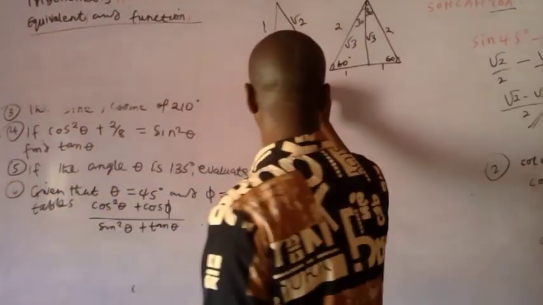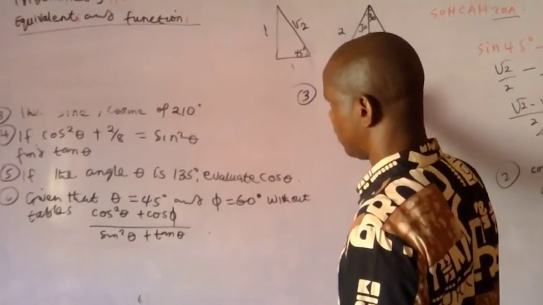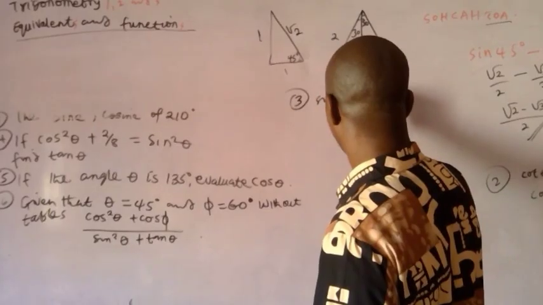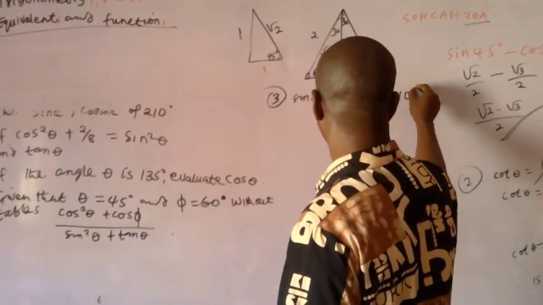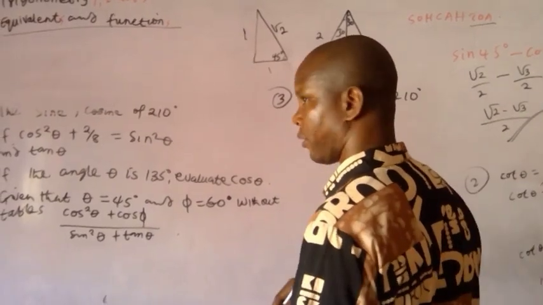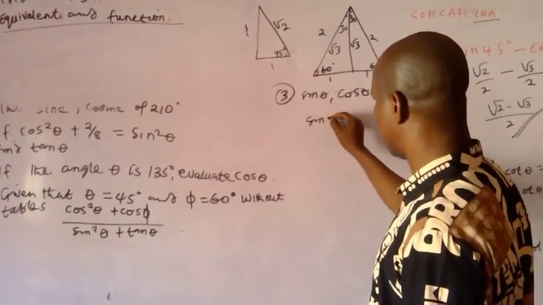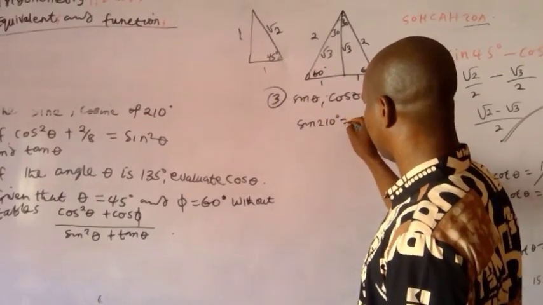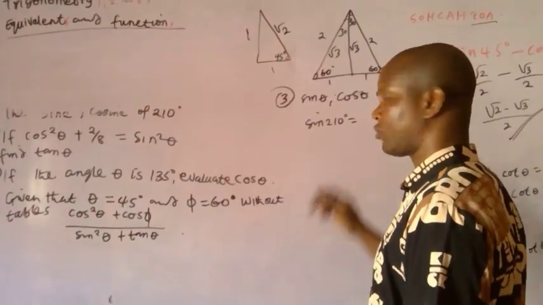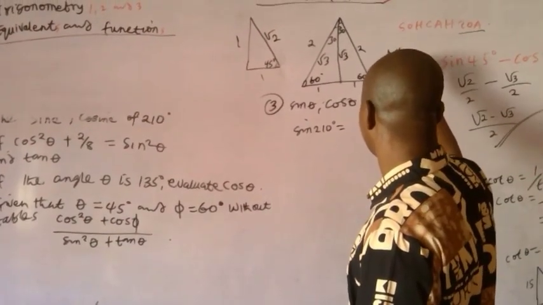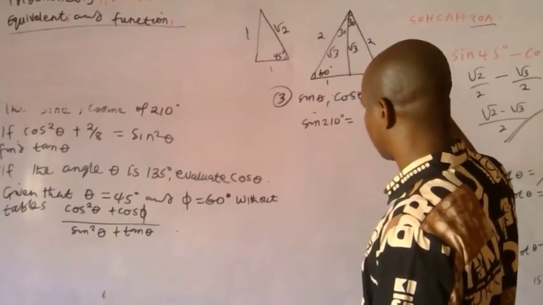Okay, so next, number 3. You are asked to find sine theta and cos theta of 210. Don't forget that sine theta of 210 is equivalent to the ASTC rule, all students take calculus. In the second quadrant, sine is positive.